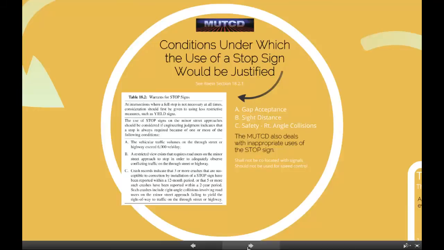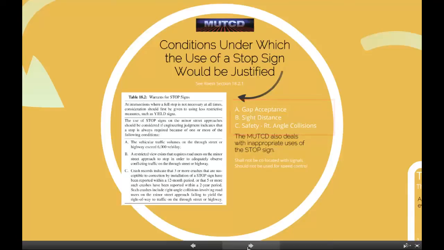So we find that Condition A prescribes a level of major street traffic that would require use of a stop sign in order to allow minor street drivers to select an appropriate gap in a busy stream. We'll be talking more about gap acceptance in a moment. Condition B restates the need for control wherever sight triangles are too small to perceive and respond to hazards. We've already taken a look at that. Condition C establishes criteria for correcting an apparent accident problem due to failure to yield right-of-way.